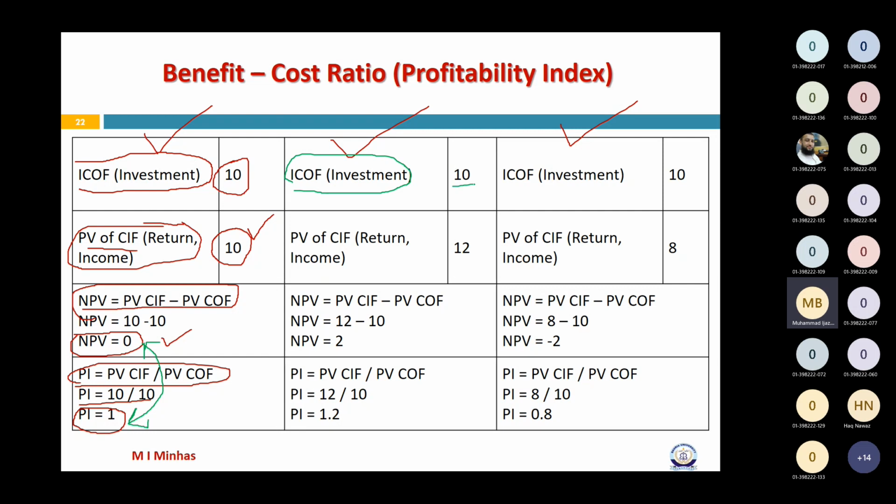Right? But in the second scenario, if my ICOF or initial investment is still 10, however, the return that I get on this investment is 12 this time. So here, NPV is equal to the present value minus the ICOF. In this case, the net present value is positive, that is 2. And if I calculate the PI, since all the factors are the same, except that in NPV we take a difference, but in PI we take a ratio, the profitability index would be 1.2.